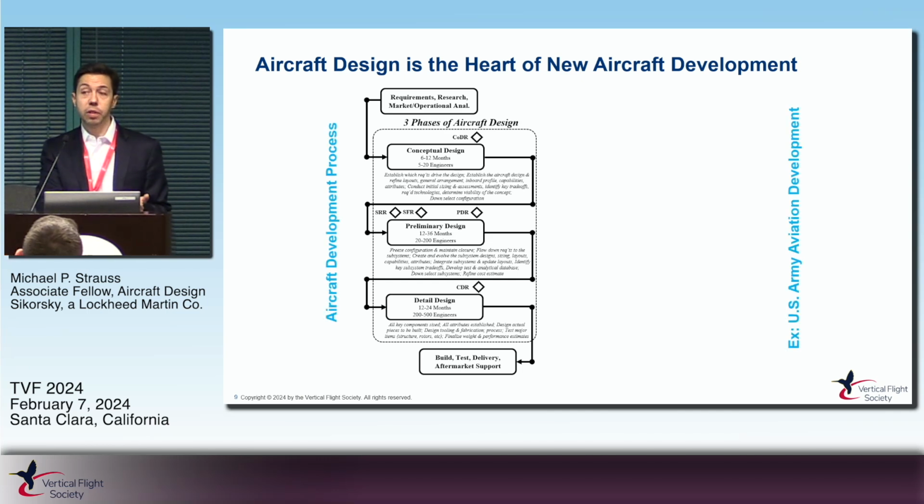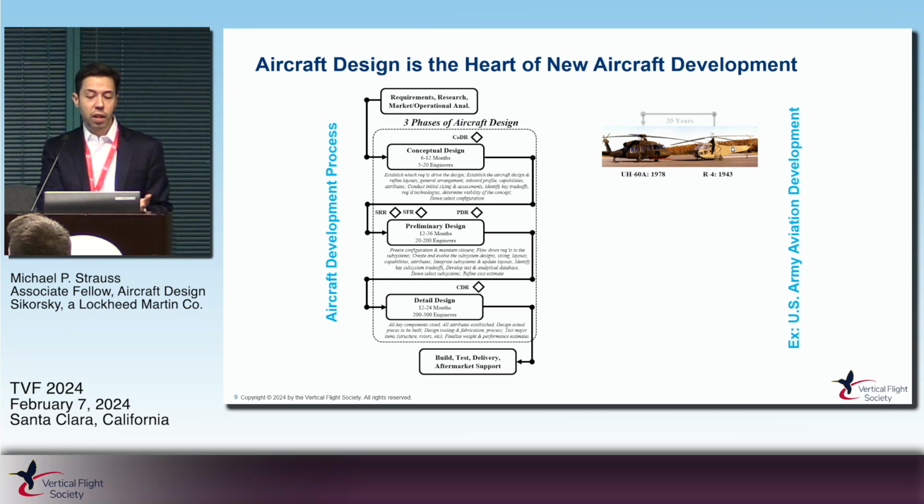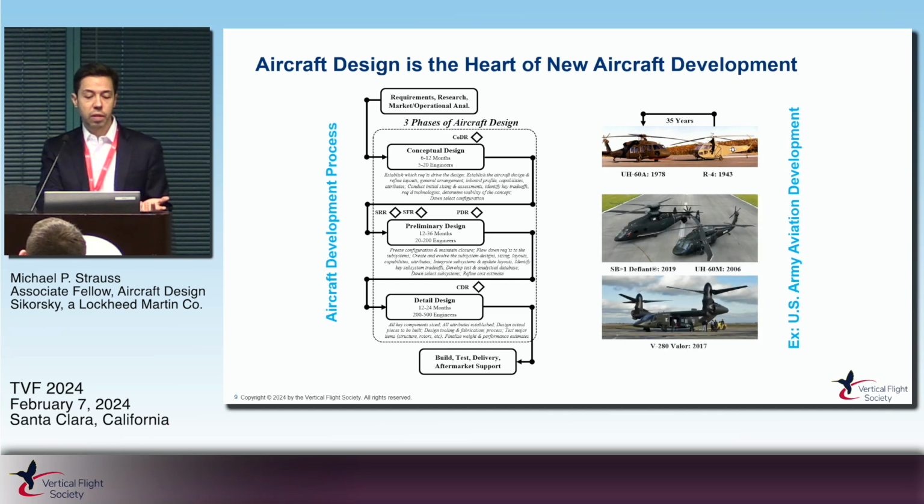Looking at an example in U.S. Army Aviation, this is a figure that we have in the paper. The first Army aircraft, the R-4 in 1943, led to the Black Hawk 35 years later. Then 30 years later, going to the UH-60M, and about 40 years later to the JMR aircraft, which were the follow-ons to the Black Hawk.